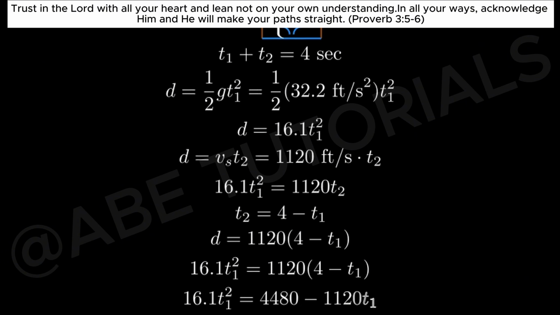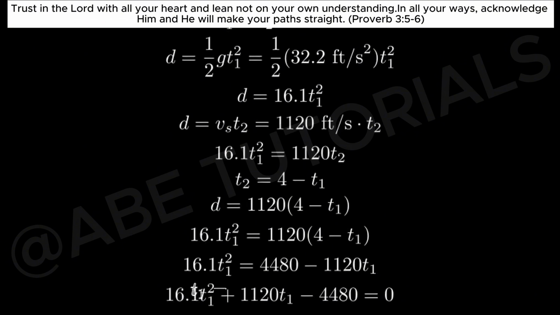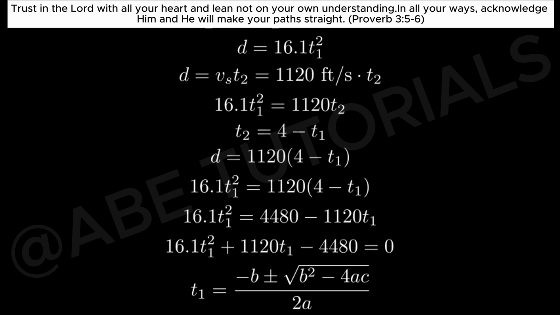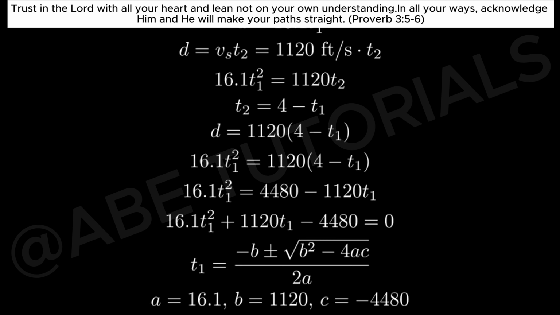Expanding the right side, 16.1 times t_1 squared equals 4,480 minus 1120 times t_1. Rearranging to standard form, 16.1 times t_1 squared plus 1120 times t_1 minus 4,480 equals 0. This is a quadratic equation in t_1, which we can solve using the quadratic formula. Let's identify the coefficients in our quadratic equation. We have a equals 16.1, b equals 1120, and c equals negative 4480.